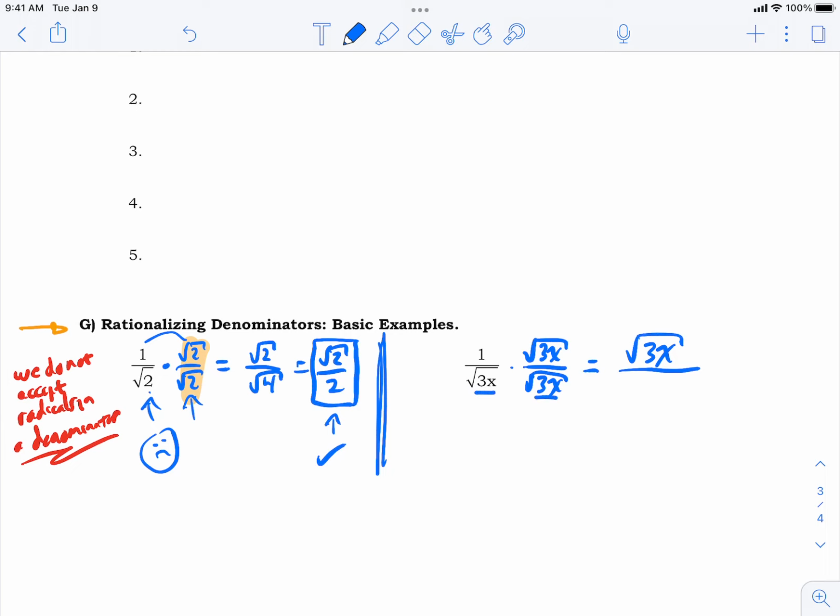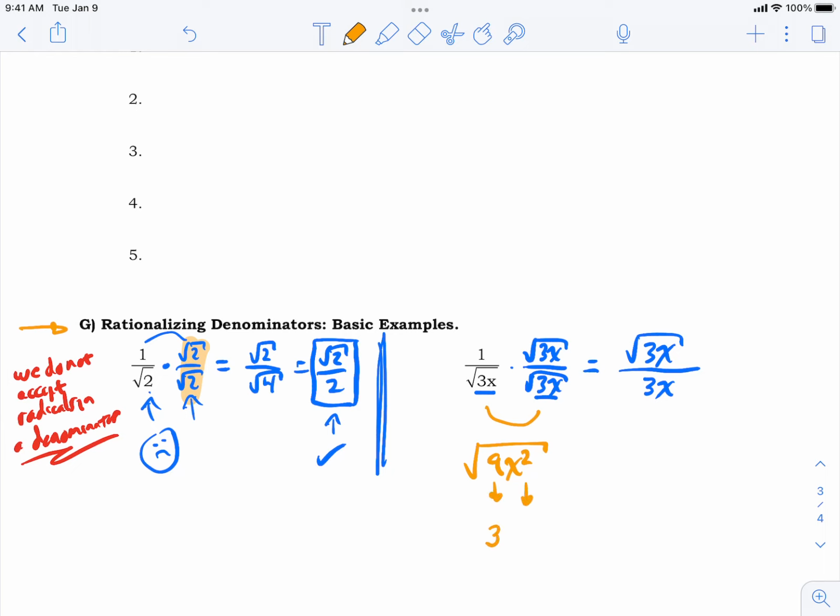So again, the part that I'm hiding here, or the part that I didn't write down, is that when you multiply the 3x times the 3x, you get a 9x squared inside of a radical, right? And then you take the square root of 9, you get a 3. You take the principal square root of x squared, you get an x. Okay, cool. So that works pretty good, right? Works pretty good.